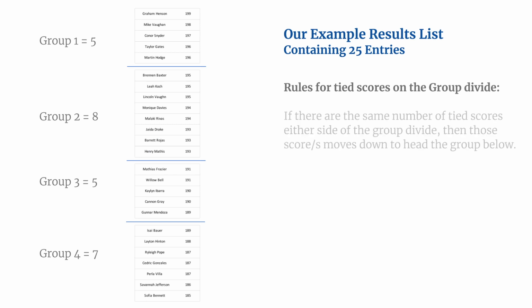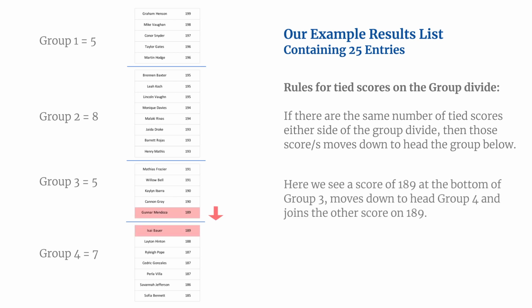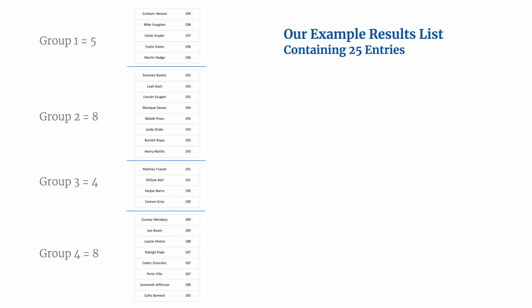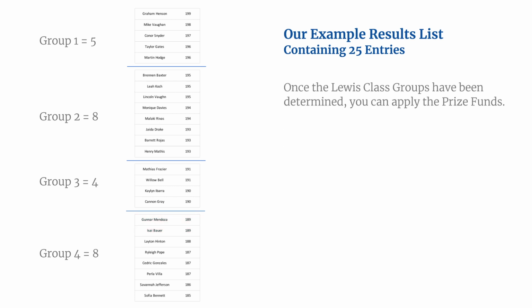Now, if there are the same amount of tied scores either side of the group divide, then those scores must move down to the head of the group below. Here we see a score of 189 at the bottom of group 3 moves down to the head of group 4 and joins the other score on 189. These are now the final Lewis class groups and the prizes can be applied.